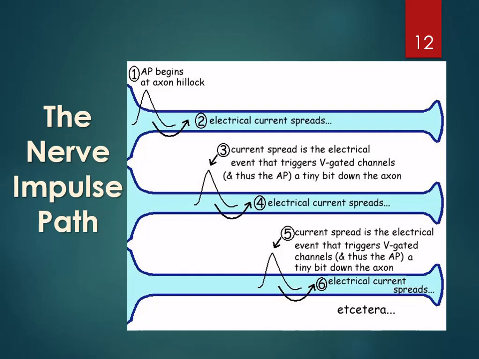So at rest, a normal neuron is electrically charged or polarized. It has potential. The inside is more negative than the outside, or the outside is more positive, whichever way you want to say it. You can actually measure that.